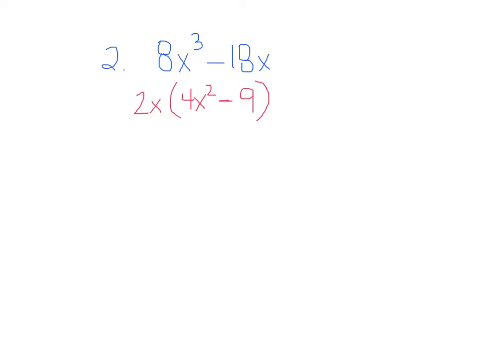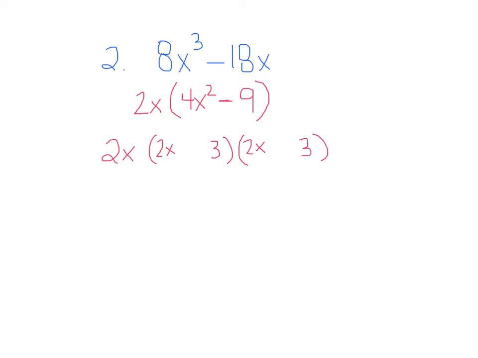And is 9 a perfect square? Yes, 3 times 3 gives you 9. And is it a difference of squares? Yes, there's a minus in the middle. So when you factor it, you still have that GCF on the outside, so 2x. Then you make your two sets of parentheses, and 4x squared will factor to be 2x and 2x, because that was the square root of that. And the square root of 9 is 3, so that goes in the second position.